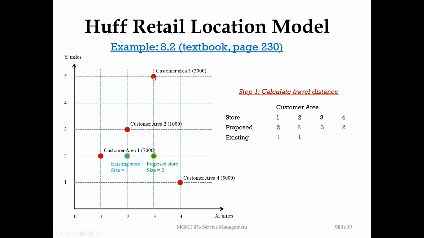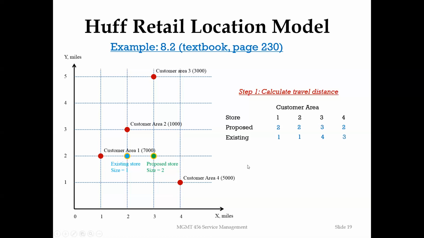What about custom area 3 to the existing store? So 3 is right here. So how long it takes to go to the existing store? So it'll be 1, 2, 3, and a 4. So it's 4 units. So what about customer area 4 to the existing store? So 4 is right here. So how long it takes? So it'll be 1, 2, 3.